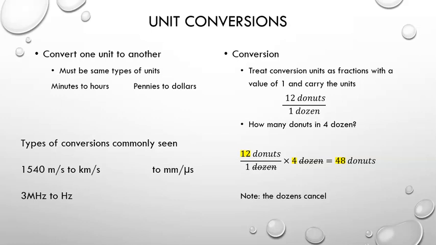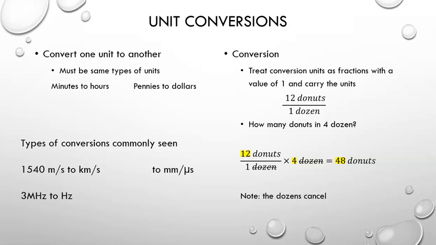How about if you had to convert 3 megahertz to hertz? That's easy. 3 megahertz is just 3 times mega, which is 10 to the 6 or million, in hertz. So you multiply them together, 3 million hertz.